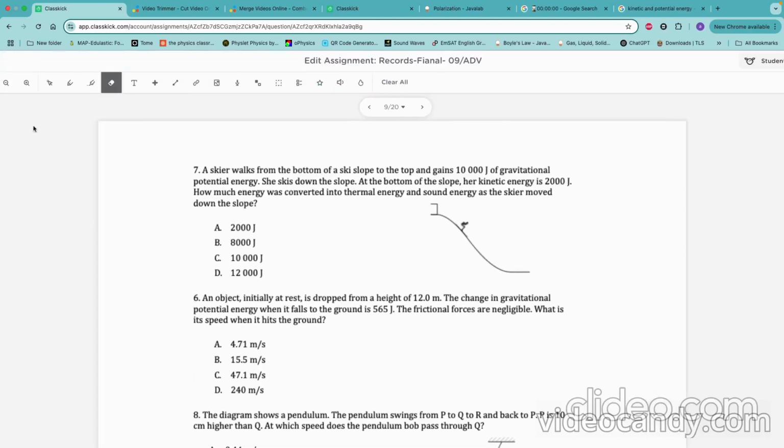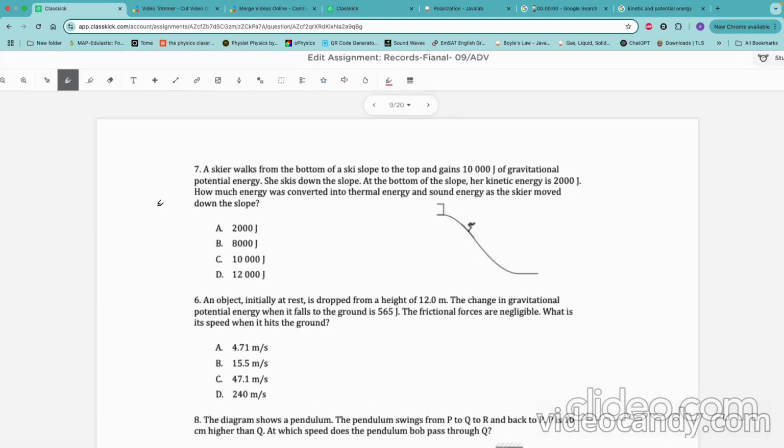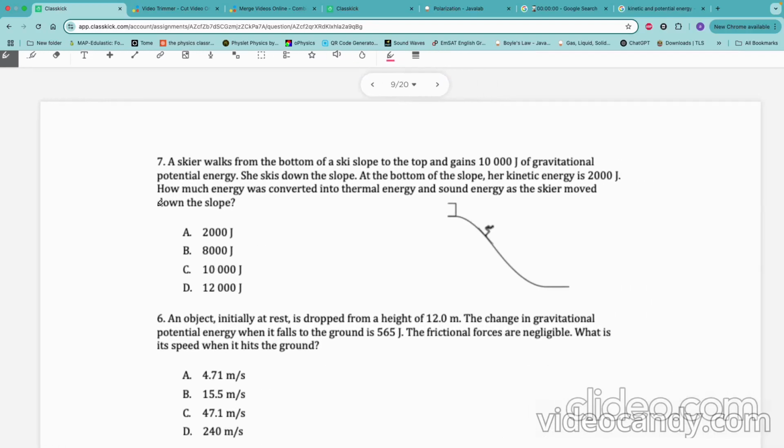Question 7 talks about a skier who walks from the bottom of a ski slope to the top and gains 10,000 joules of gravitational potential energy. Then she skates down the slope. At the bottom of the slope, her kinetic energy is 2,000. How much energy was converted into thermal energy and sound energy while she moved down the slope?